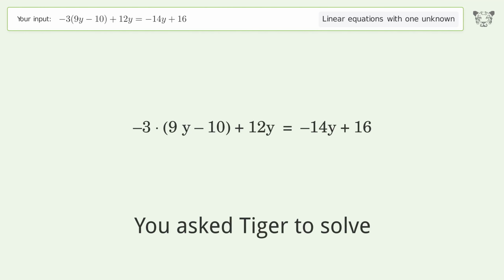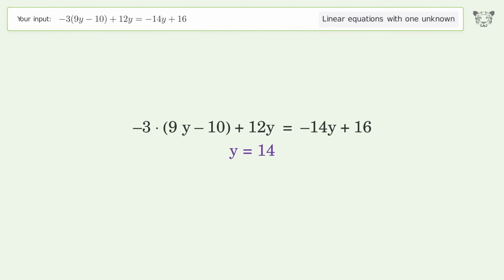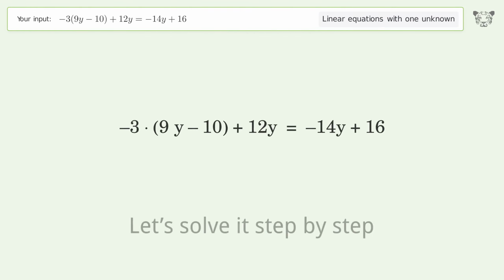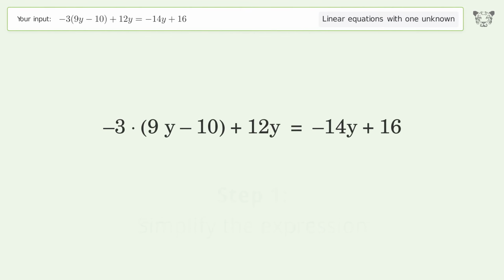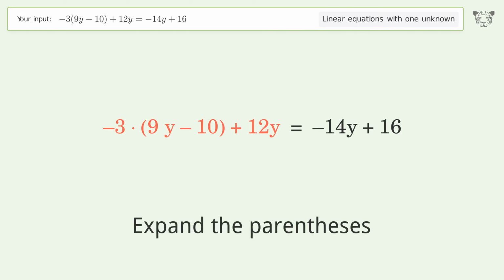You ask Tiger to solve this. This deals with linear equations with one unknown. The final result is y equals 14. Let's solve it step by step. Simplify the expression. Expand the parentheses.